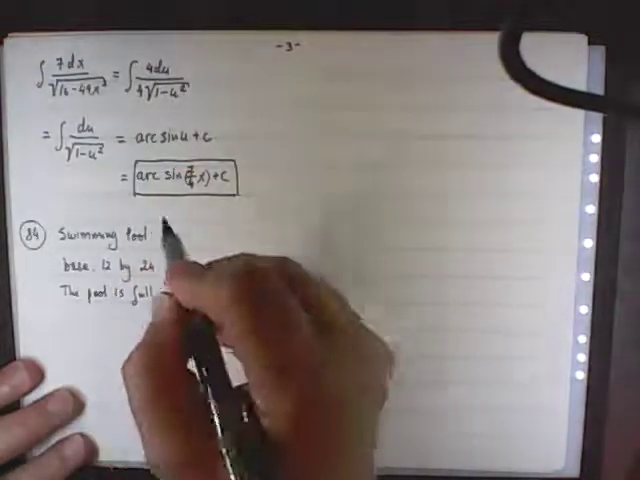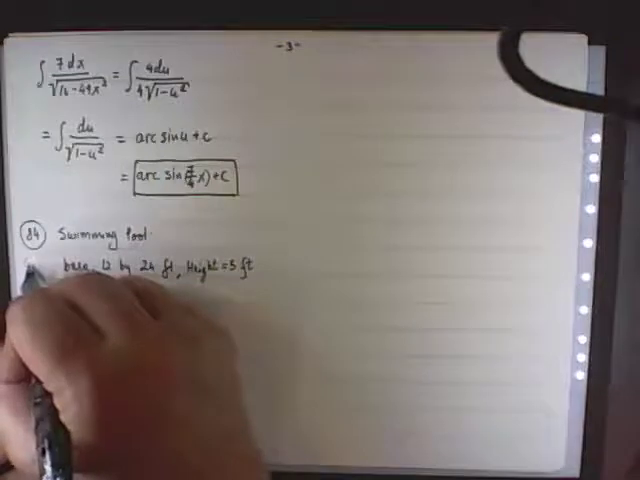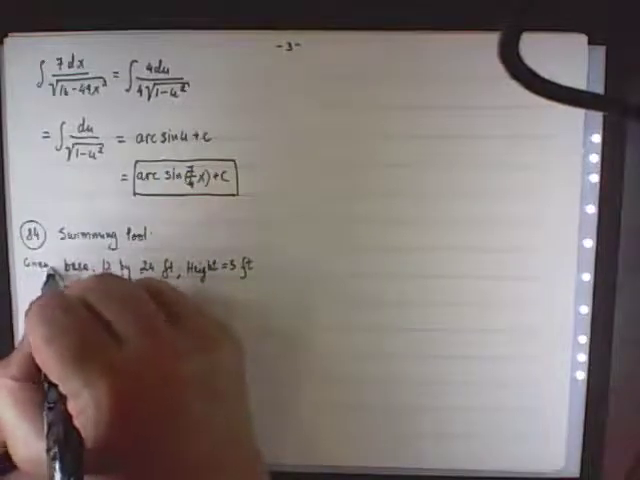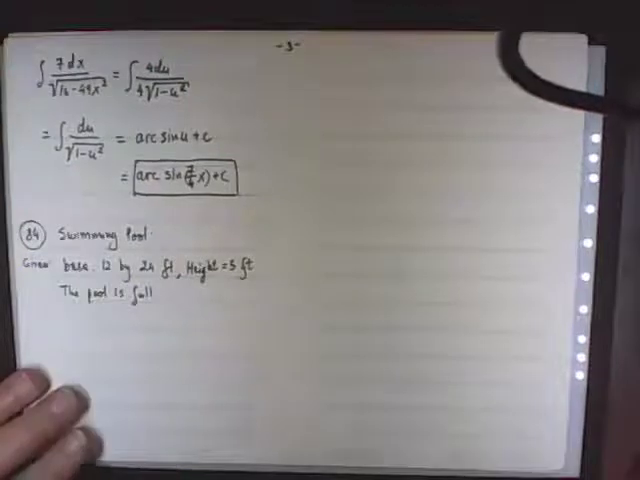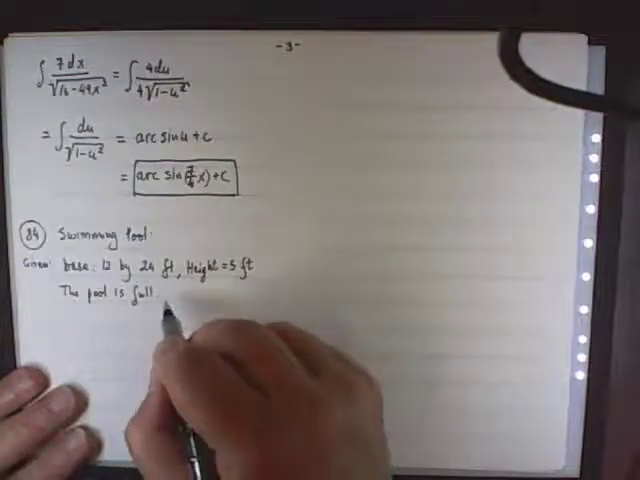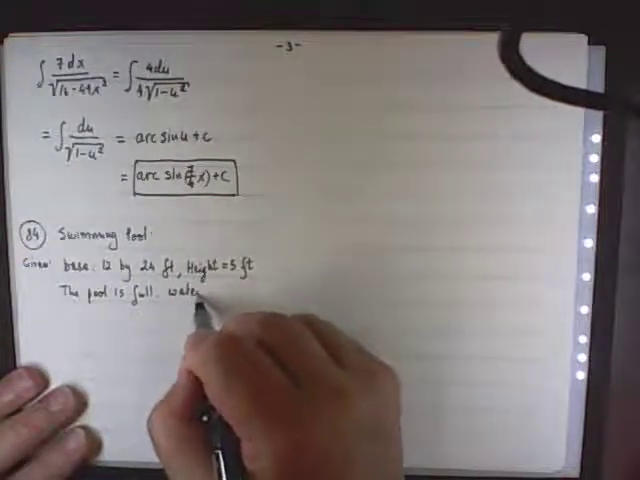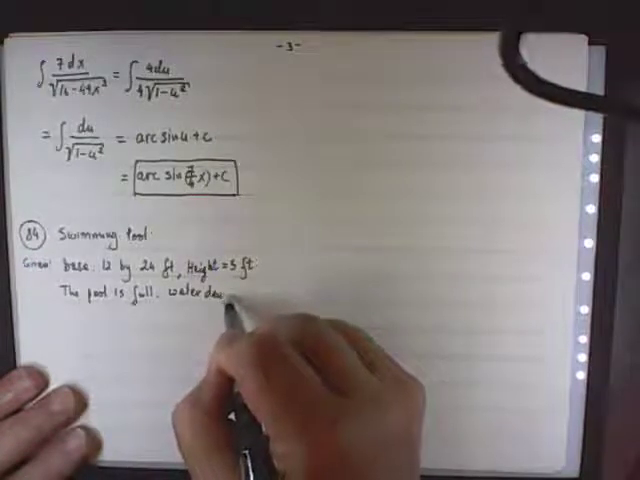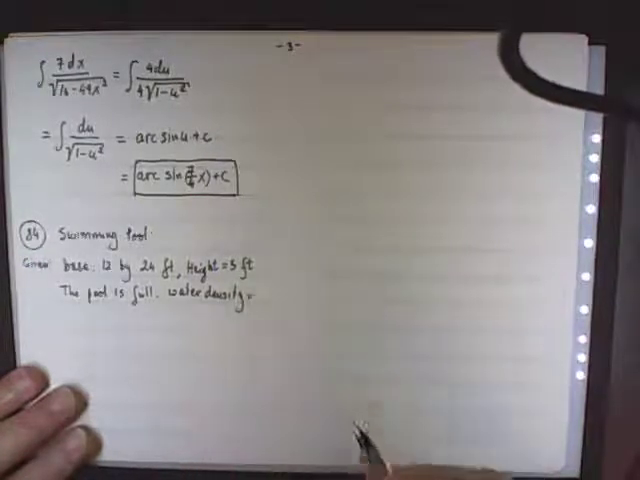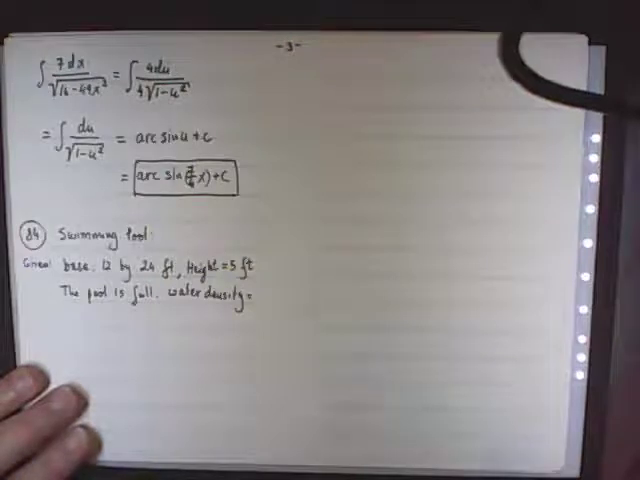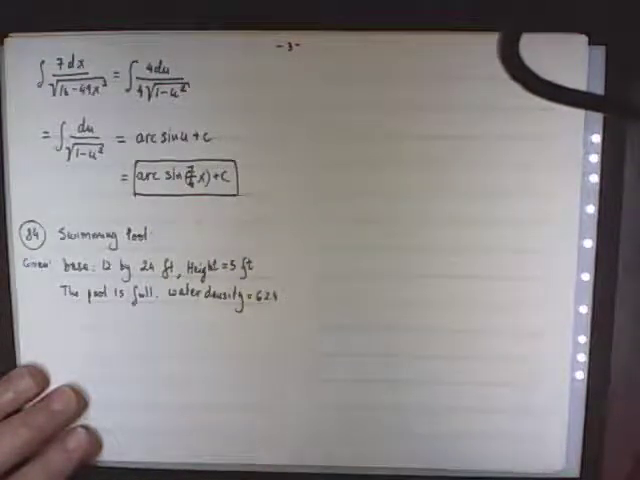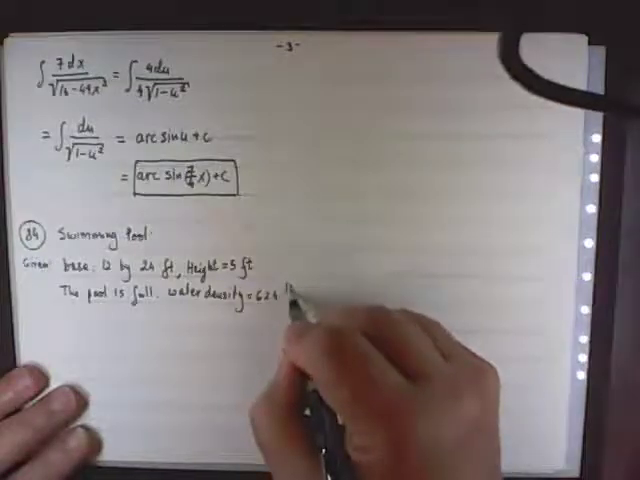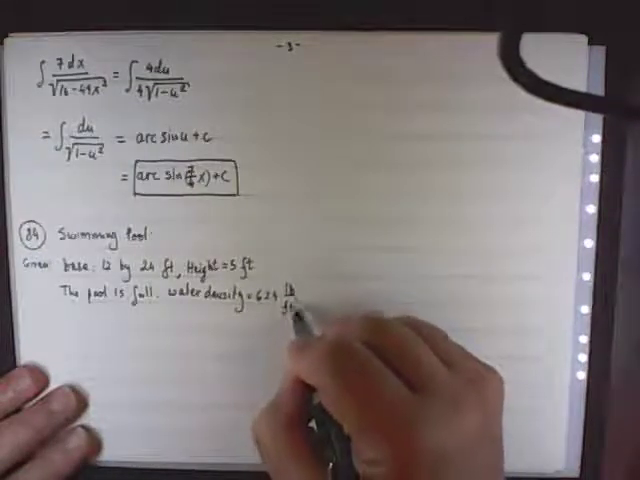So this is the data. This is what's given. And also what's given is the density of the water. Water density equals 62.4 pounds per cubic feet. God almighty, I hate this imperial unit.